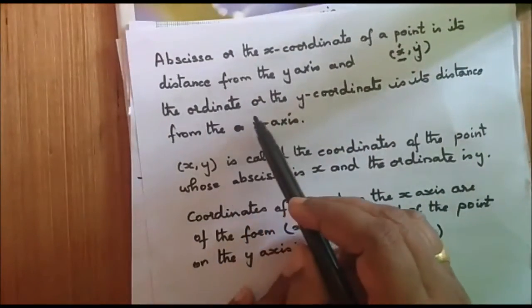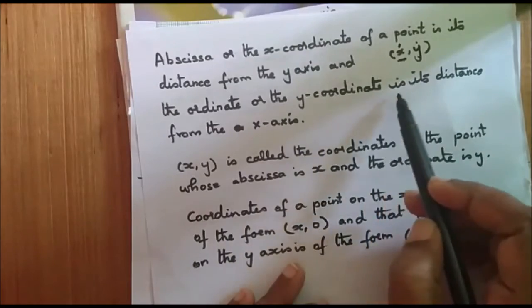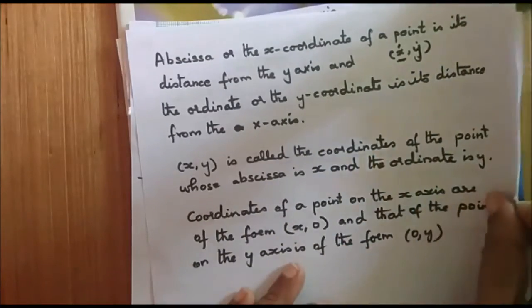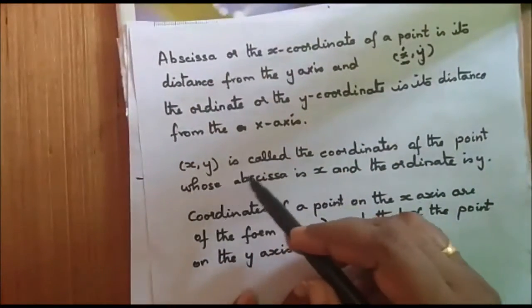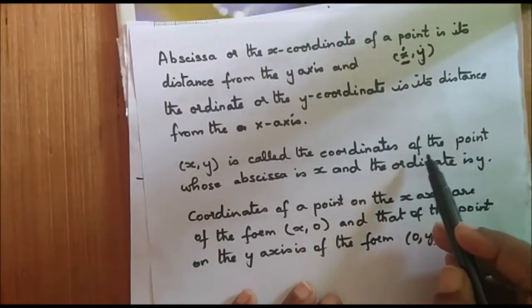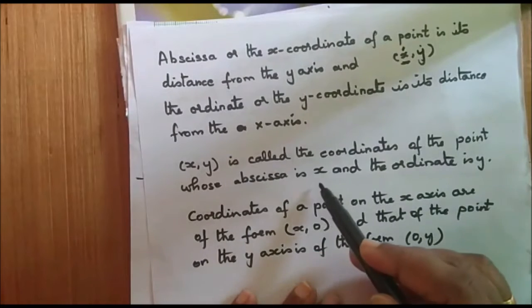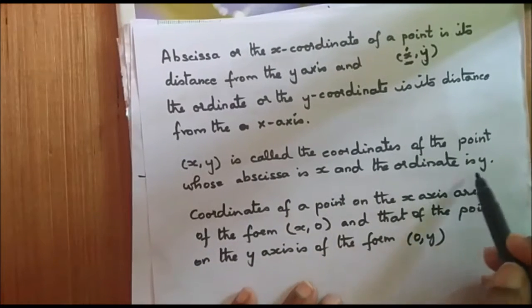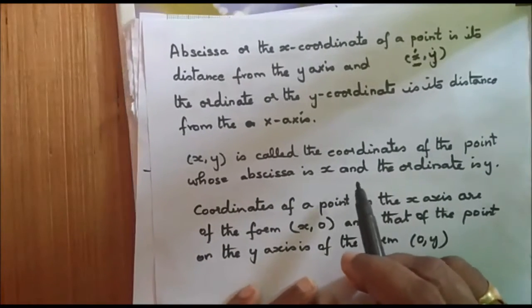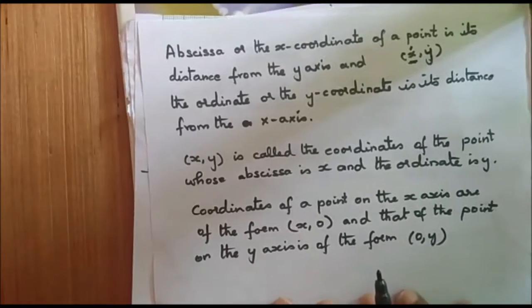Similarly, the ordinate or the y coordinate is its distance from the x-axis. That is this distance. This is the distance from the x-axis. This is the y coordinate. (x, y) is called the coordinates of the point whose abscissa is x and ordinate is y. I hope you understood this.